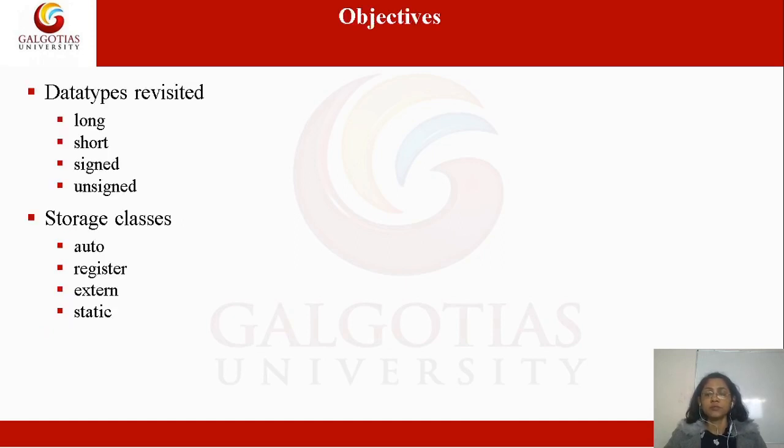Now, in today's class, we are going to revisit the data types available in the C programming language, like long, short, signed, unsigned, and the various storage classes, like auto storage class, register storage, extern storage class, and static storage class, and what is their role in a data type. Rather, you can say, in a variable.